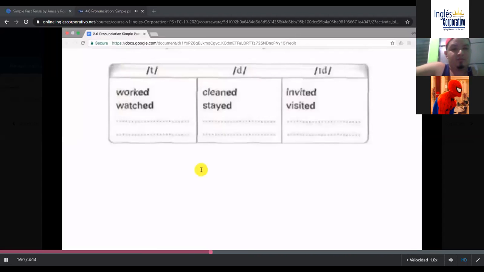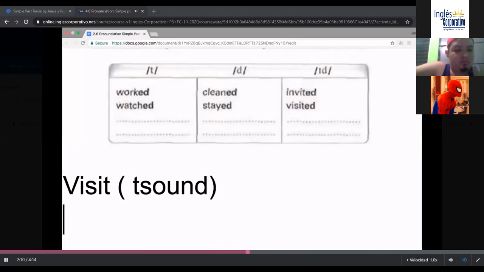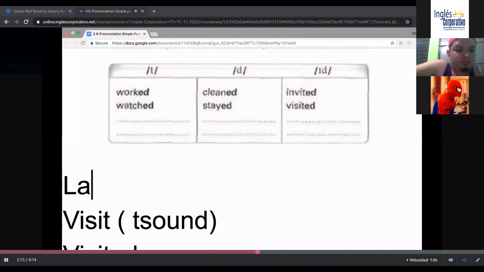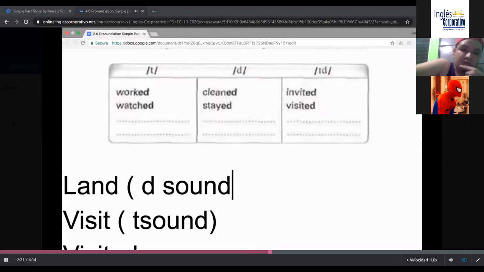Now let's try to understand the ID sound. We will pronounce it whenever we have verbs that end in a T or a D sound. For example, visit has a T sound, so we pronounce the past as visited. Land has a D sound, so we pronounce the past as landed.